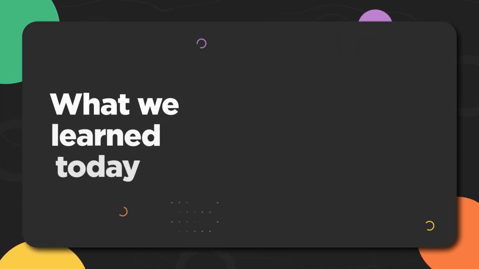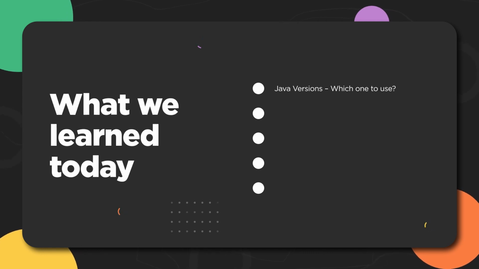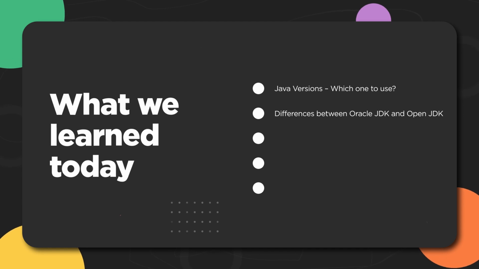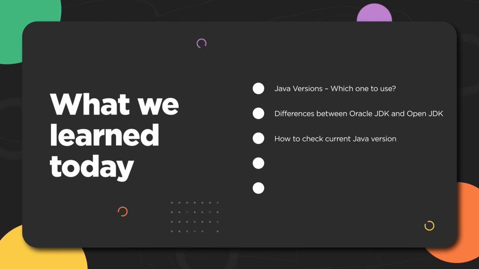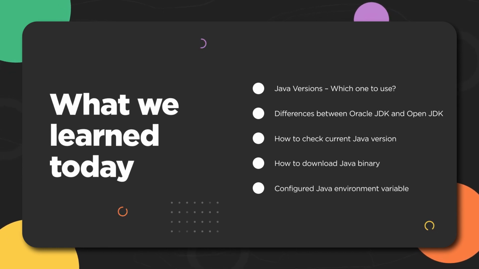Let's sum up what we did today. Today we learned the following: Java versions, which one to use, differences between Oracle JDK and OpenJDK, how to check current Java version, how to download Java binary, how to configure Java environment variable.